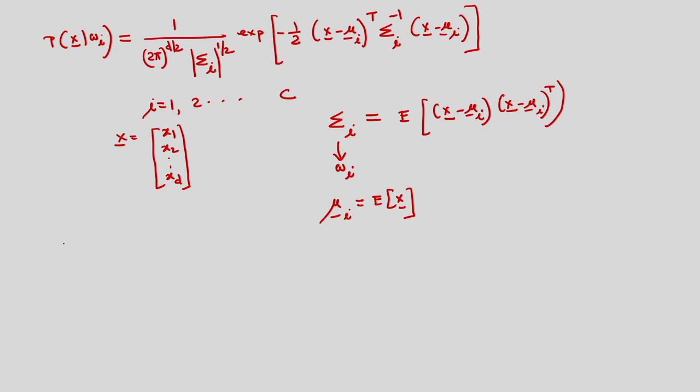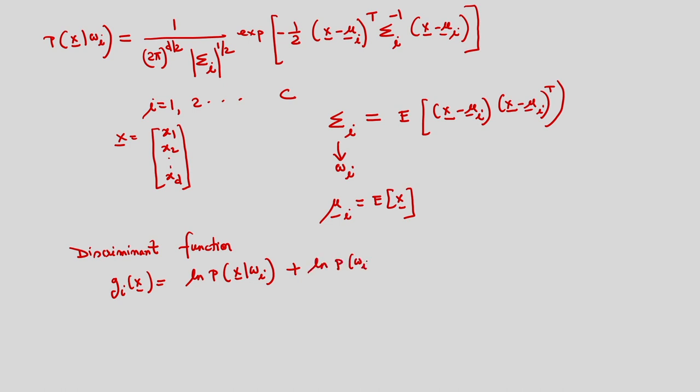Now let us consider the discriminant function. What is the discriminant function? The discriminant function, g i of x, is equal to ln. We know this expression. This is the expression for the discriminant function. Because we have considered that the class conditional density, or the likelihood function, follows the normal distribution, based on this I can determine the discriminant function.